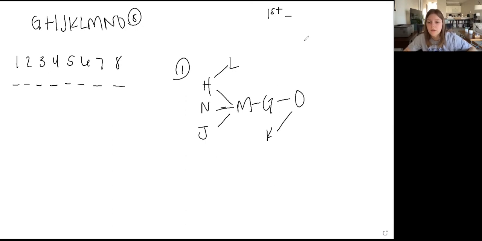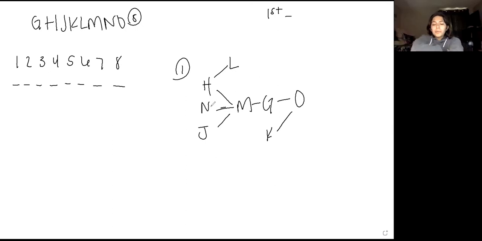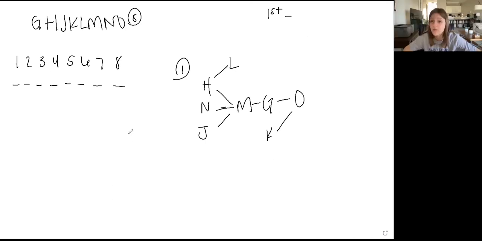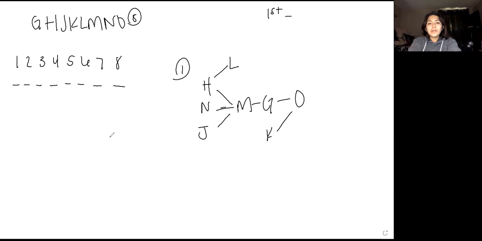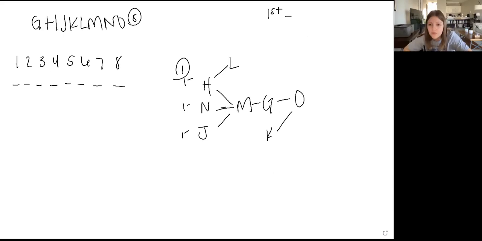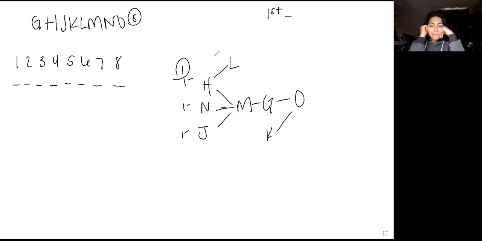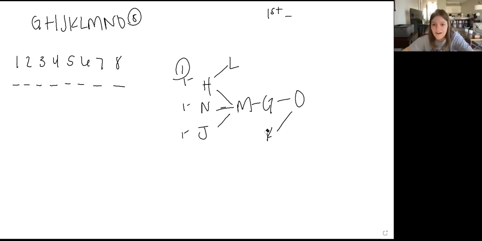No, I'm just trying to think. Nothing coming before. What variables do not have anything coming before it? H, N, and J. There's one more variable. L. No, because L has H coming before it. Oh, right. It has a chain attached to it. K? Is it K? Yeah.